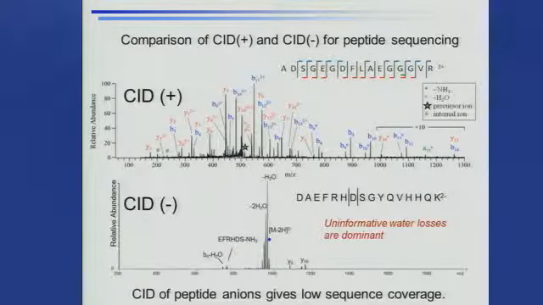For a comparably sized peptide, this one is a more acidic peptide. We've ionized it in the negative mode, and this is where the collision-induced dissociation pattern seems to fall a bit short. Mainly the only fragment ions we see are losses of water molecules, which is common in the negative mode, but it's uninformative. We really don't see many sequence ions, so it gives low sequence coverage.